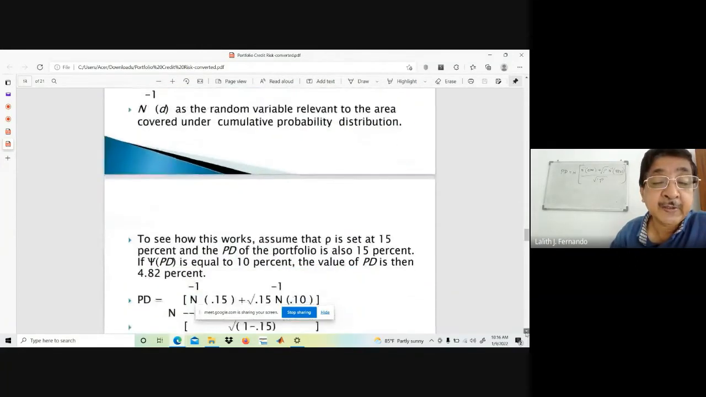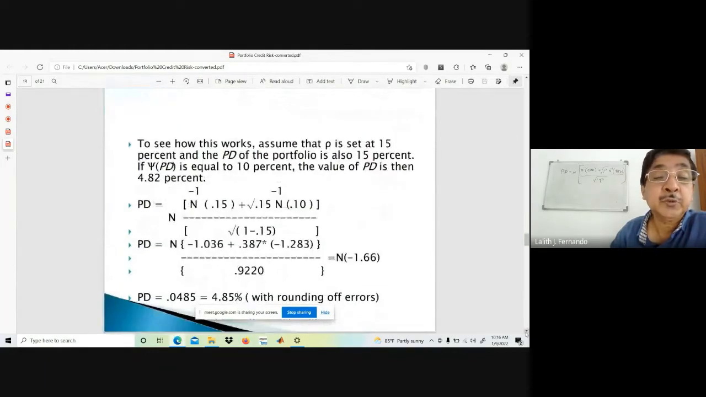Right. Now we will see. To see how this works, assume that rho is set at 15%. Rho is the correlation between two loans in the portfolio. Every loan has the same correlation, and that is 15%. And the PD of the portfolio is also 15%. So that is EDR. If theta PD is equal to 10%, the value of PD is then 4.82%. Now we can see how this calculation has been done.